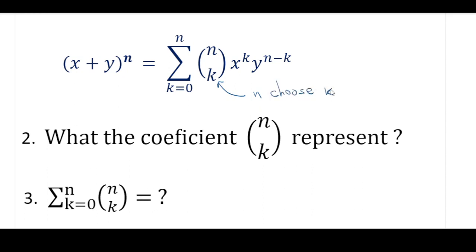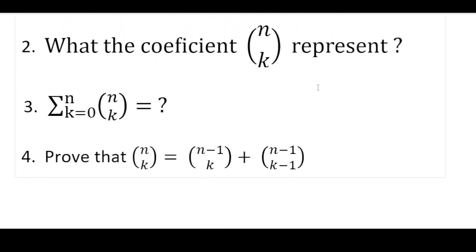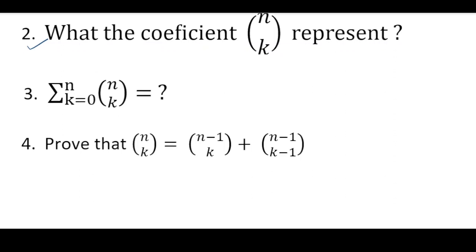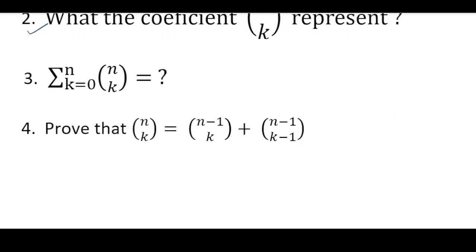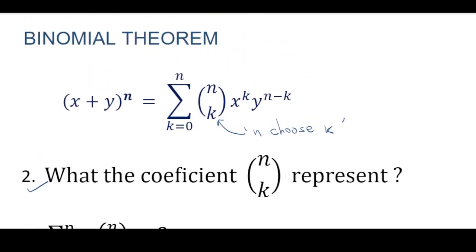N choose k, that is, we have a total of n objects and we are interested in the number of possible ways in which we can choose k out of them. Let's move ahead now. Although I answered, this was the second question which you were supposed to answer, and I will explain it again. After this, the third and fourth results we have to prove. So let's go back again to the problem.